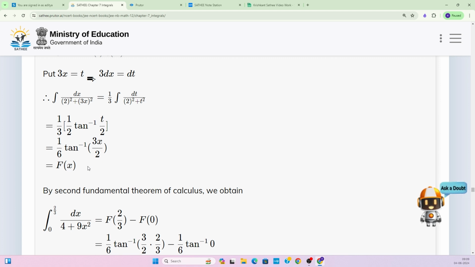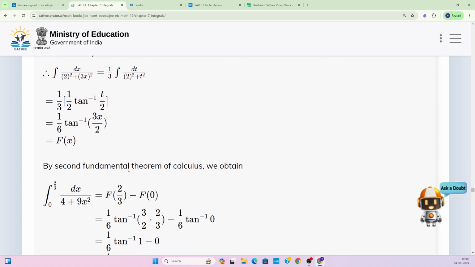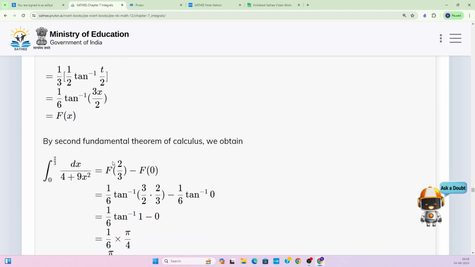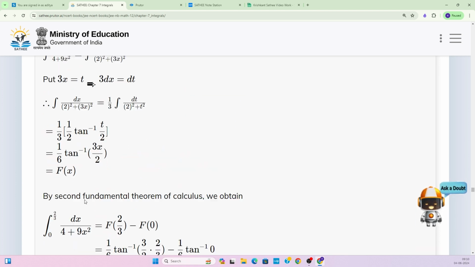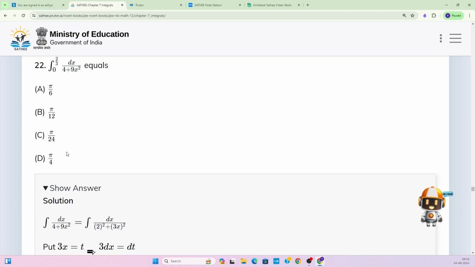This will be your capital F(x). If this is your capital F(x), then by the second fundamental theorem your final answer will be F(2/3) minus F(0). This gives you 1/6 tan⁻¹(3/2 × 2/3) minus 1/6 tan⁻¹ 0. This is just tan⁻¹ 1, and this is 0, so this term vanishes easily. So 1/6 tan⁻¹ 1 will be π/4, so 1/6 multiplied by π/4. This means π/24 will be your final answer. So option C will be your correct option.